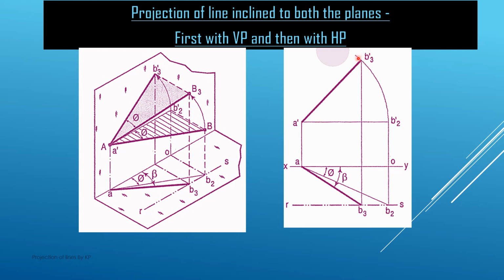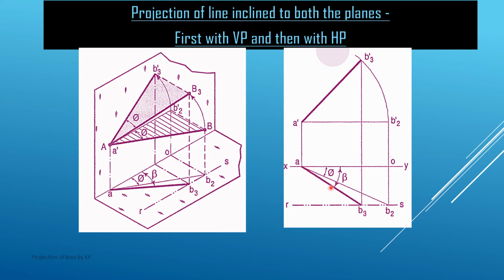Now we project this B3 dash point on the horizontal plane. Now we draw the projectors here, and we see that these projectors are meeting the locus line RS at this point B3.